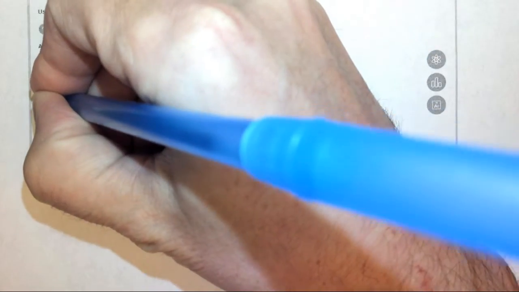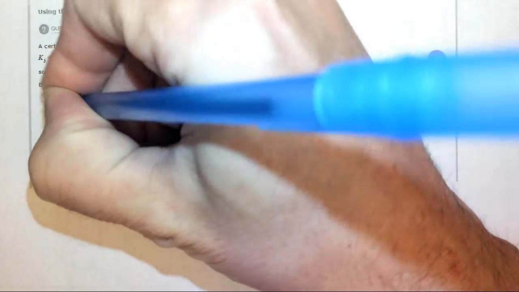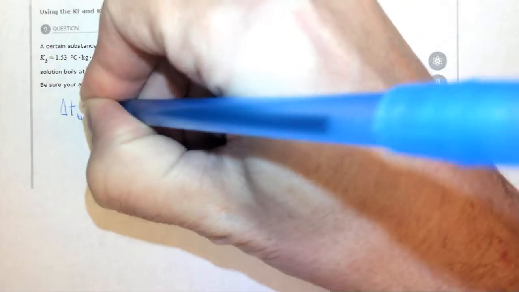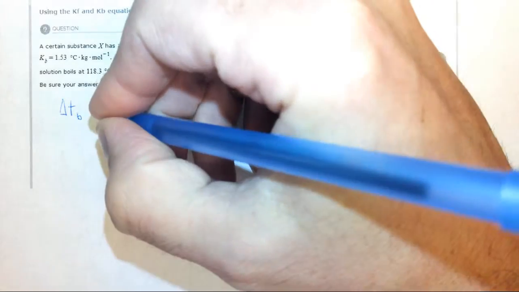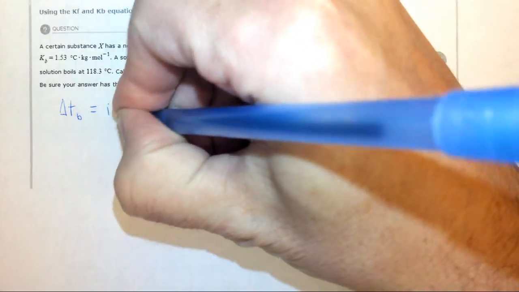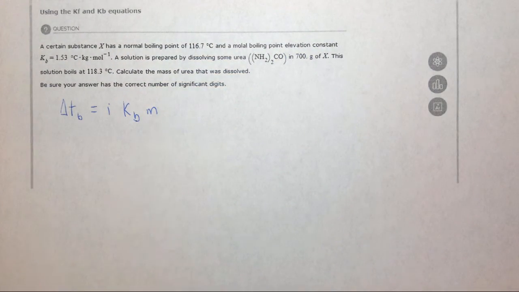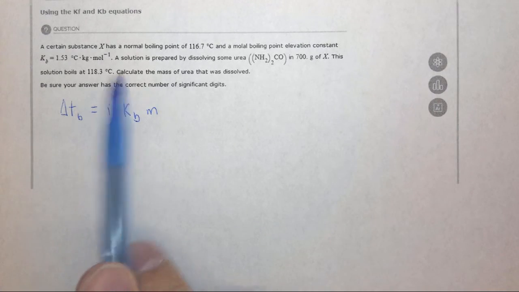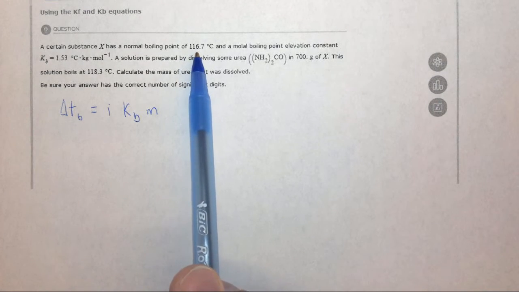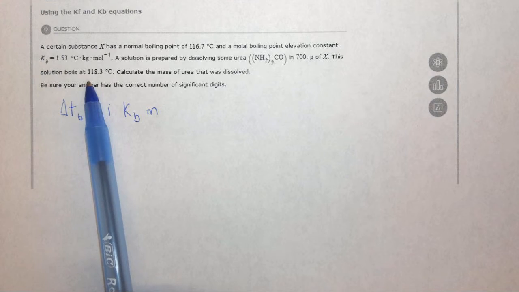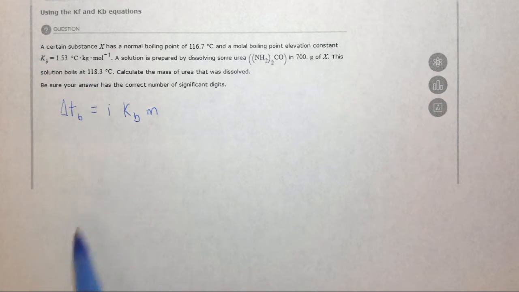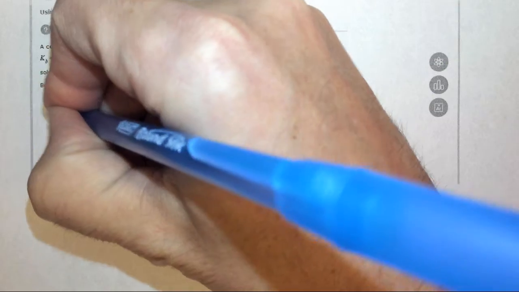So first, let's find the molality using the boiling point elevation. So delta T_B equals i, the van't Hoff factor, times K_B, the boiling point elevation constant, which is given, times m, the molality, which in this case is our variable. So the boiling point went up from 116.7 to 118.3. If we subtract these two numbers, we find that the boiling point elevation, delta T_B, is 1.6 degrees C.